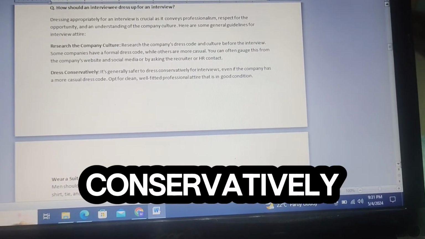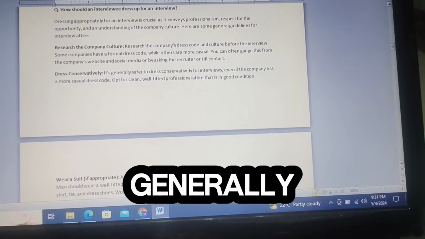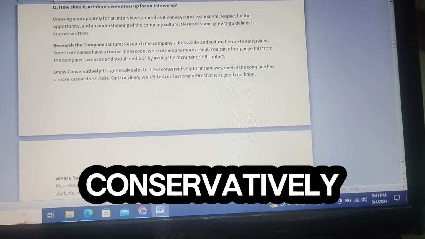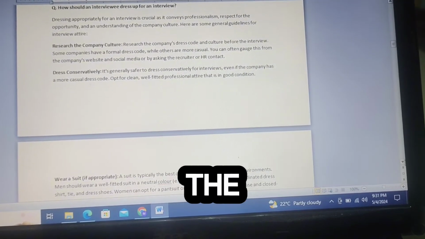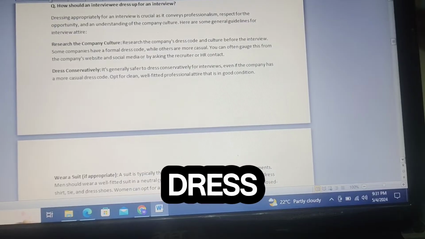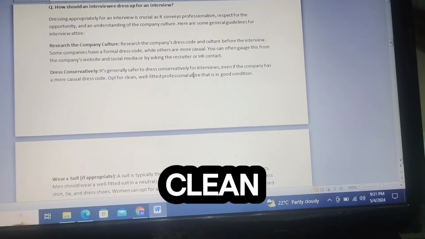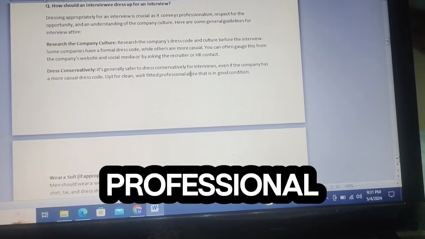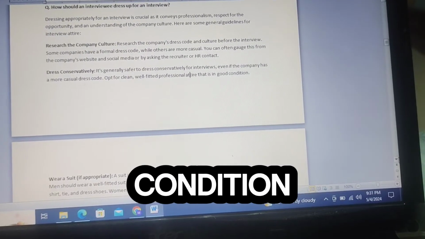Dress conservatively. It is generally safer to dress conservatively for interviews, even if the company has a more casual dress code. Opt for clean, well-fitted professional attire that is in good condition.